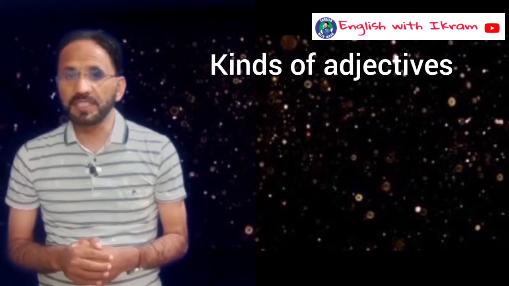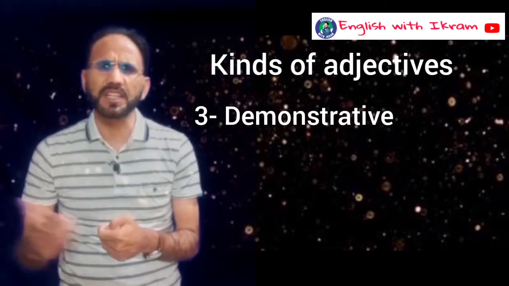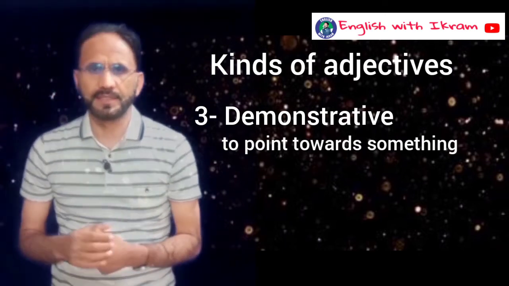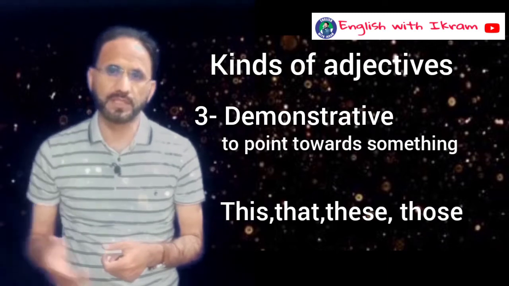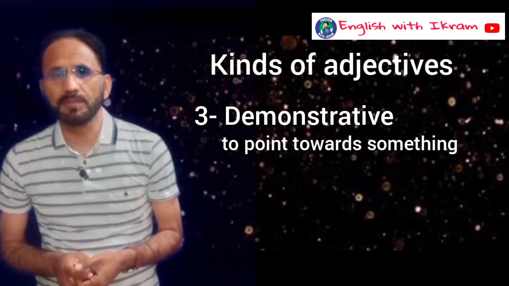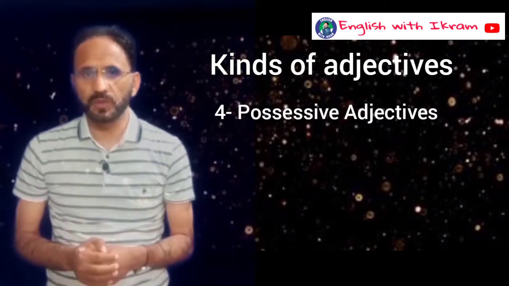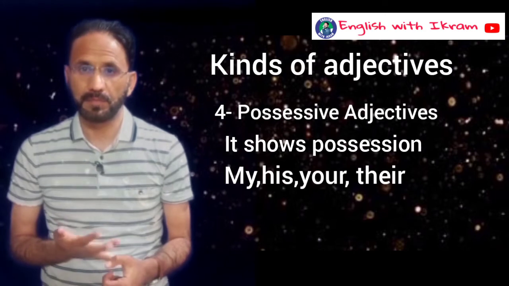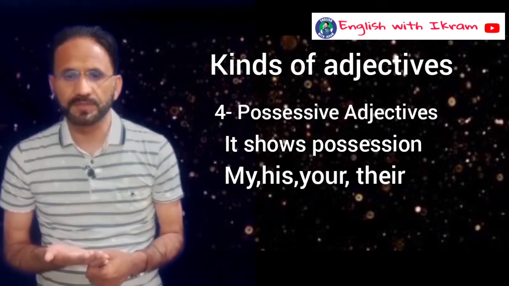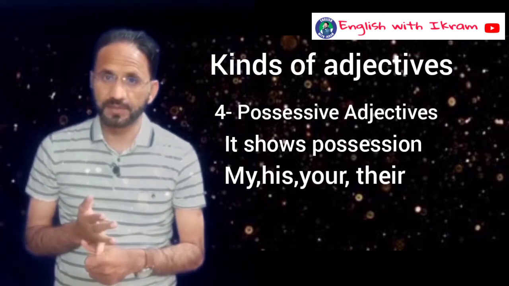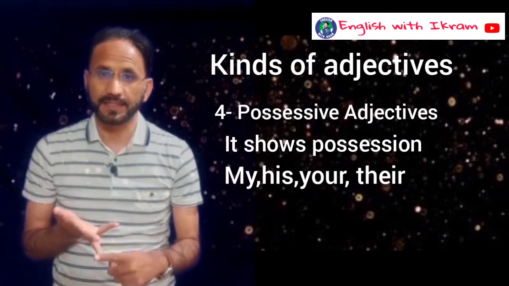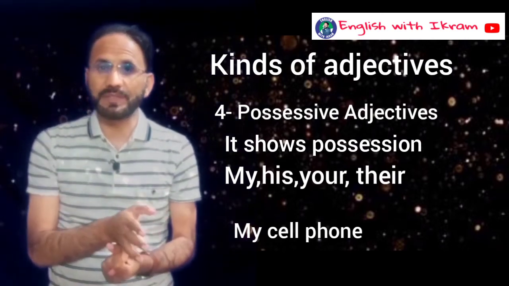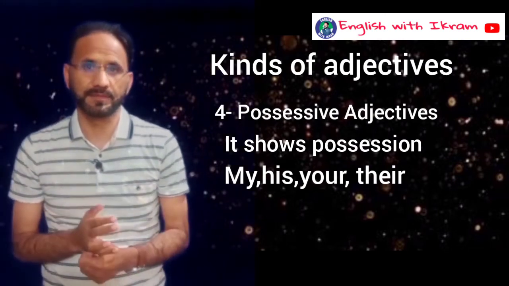Then, very simple, demonstrative adjective. Demonstrative adjectives are used to demonstrate, to point out towards something. For example, it refers to some noun. This, that, these, those, these are called demonstrative adjectives. Then number 4 is possessive adjectives. Possessive adjectives show possession. For example, my, mine, his, their, yours, right? When we use a noun in a sentence, we use my, his, your, their. And when in a sentence we don't use a noun, then we use mine. This mobile is mine. This is mine.